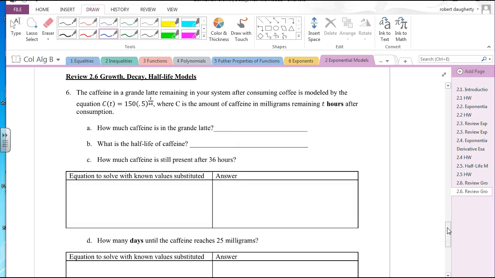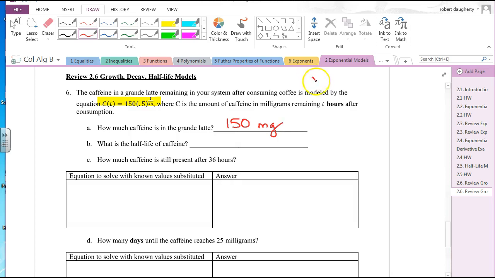The next one looks like a half-life model again. The caffeine in a grande latte remaining in your system after consuming coffee is modeled by the equation C of t is 150 times 0.5 to the t over 48, where C is the amount of caffeine in milligrams, t hours after consumption of the coffee. How much caffeine is in the grande latte? That's the initial value. So initially you have 150 milligrams of caffeine in the coffee. What is the half-life of caffeine?